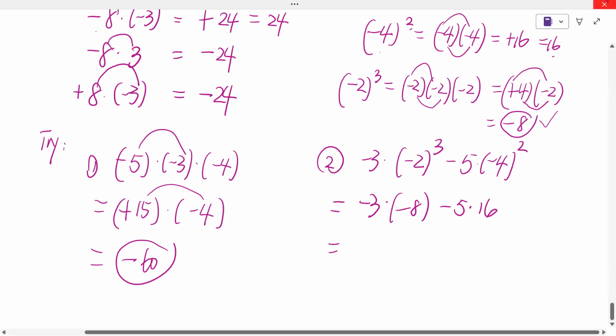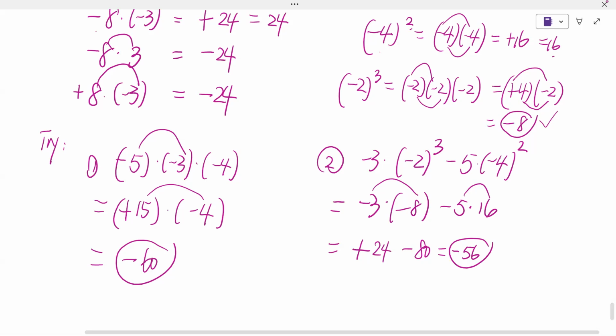Now we continue. Two negatives turn into positive, so 3 times 8 is 24. Minus 5 times 16 is 80. So you get 24 minus 80, that's minus 56. Any question about this?